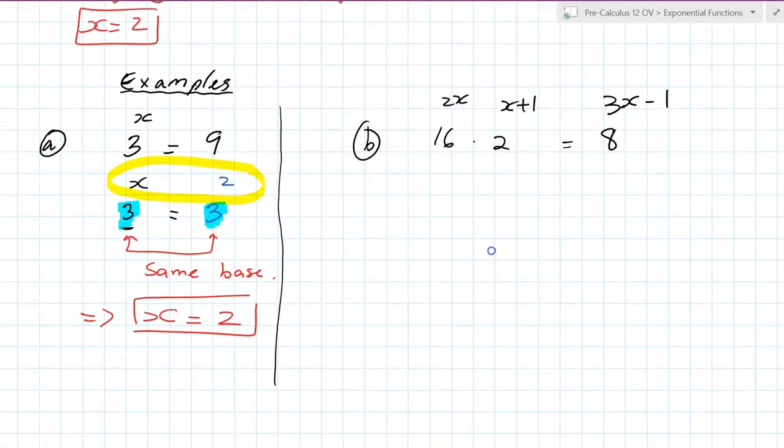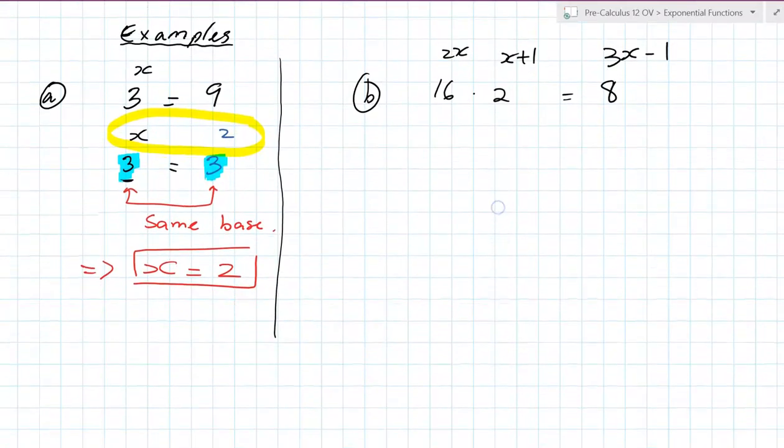Now we're going to go ahead and solve this, okay? So notice that all these bases are different. They are showing up. This is 16, that's 2, and that is 8. They're not the same. But all of them can be written as base 2. All right, so that's where you need to start changing them.